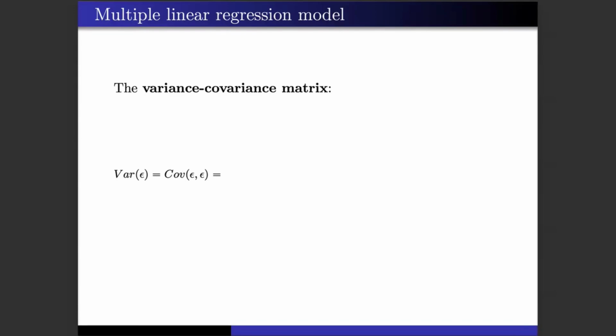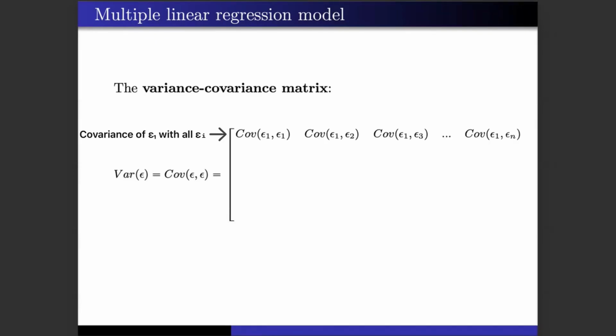And here this vector epsilon is a column vector with entries epsilon 1, epsilon 2, epsilon 3, and so on till epsilon n. And we are trying to find the variance covariance matrix of this vector epsilon with itself. In the first row, we would have the covariance of random variable epsilon 1 with all the other variables. Therefore, the first entry would be the covariance of epsilon 1 with itself. The second entry would be covariance of epsilon 1 with epsilon 2. The third entry would be covariance of epsilon 1 with epsilon 3, and so on till covariance of epsilon 1 with epsilon n.